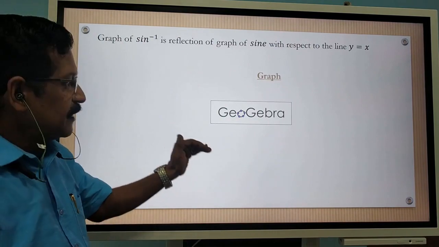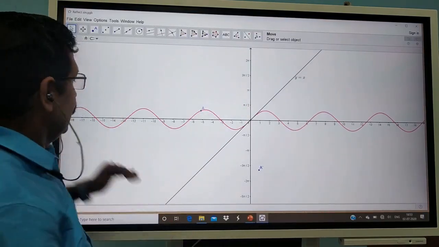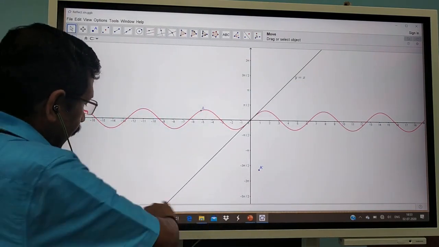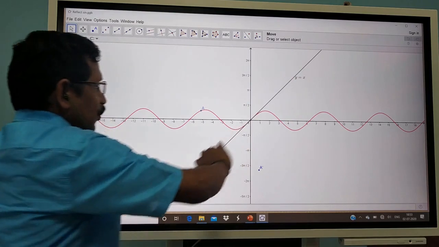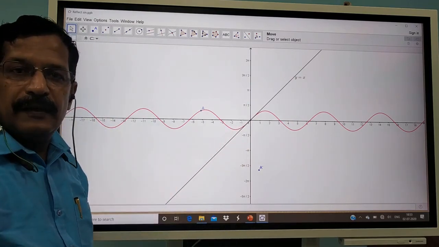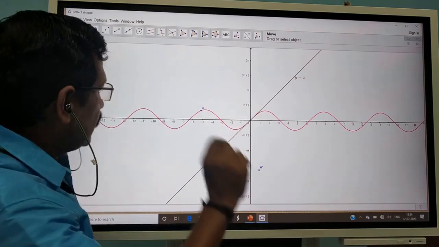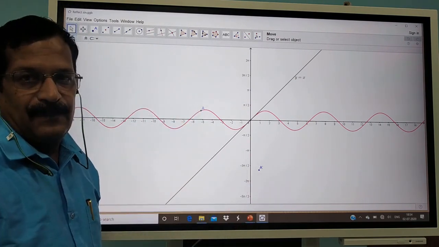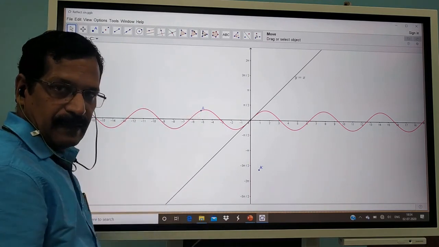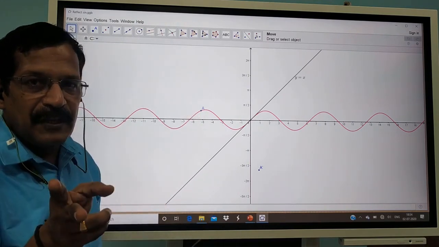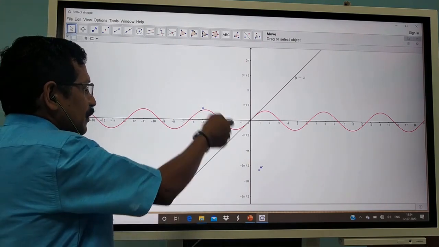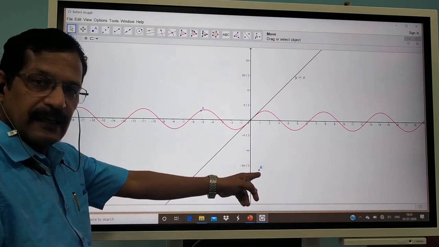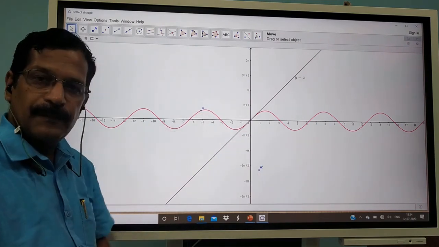So in GeoGebra you can see the graph of sine. This is the graph of sine, and this line is the line y is equal to x. Okay? I am taking a point A on the graph of sin x. I am taking the reflection of A with respect to the line. The reflection of A with respect to the line y is equal to x is A dash.